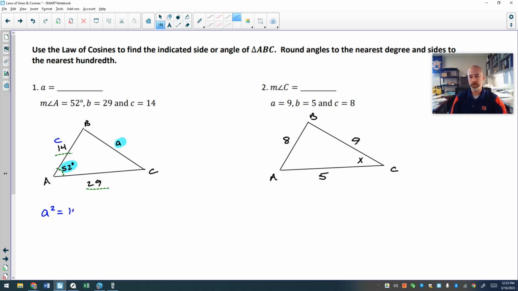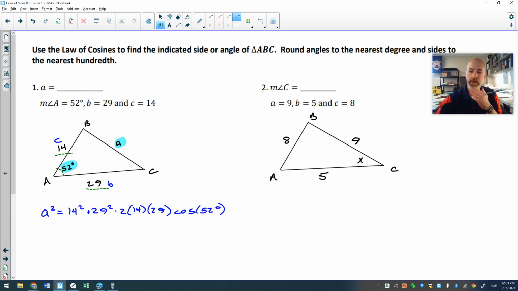So it'd be 14 squared plus, this is my b down here, 29 squared, minus 2 times 14 times 29. So b squared plus c squared minus 2bc cosine of the angle between them, 52 degrees. And boy, that's scary looking, isn't it? But this is actually going to be very quick.